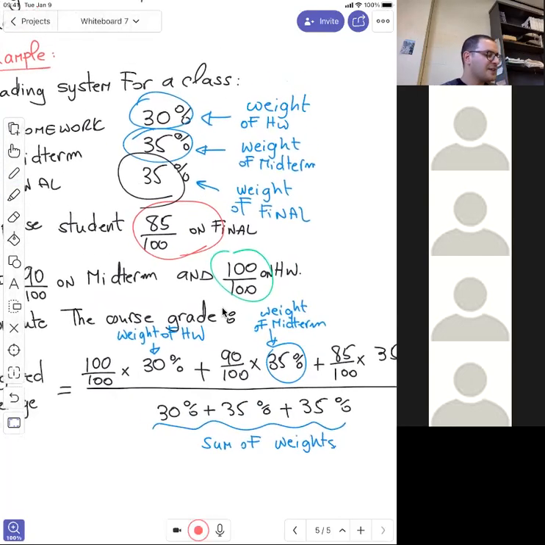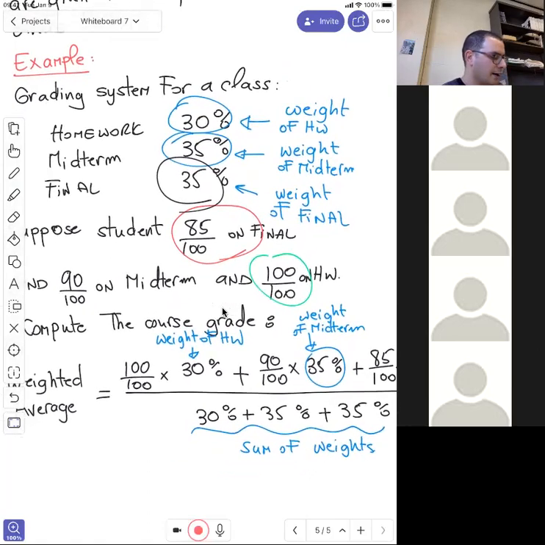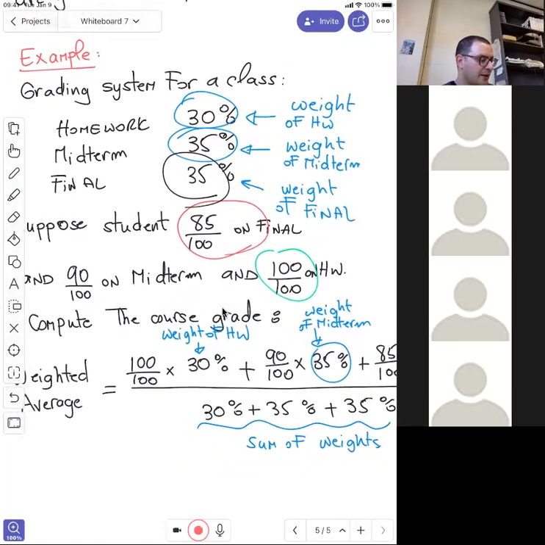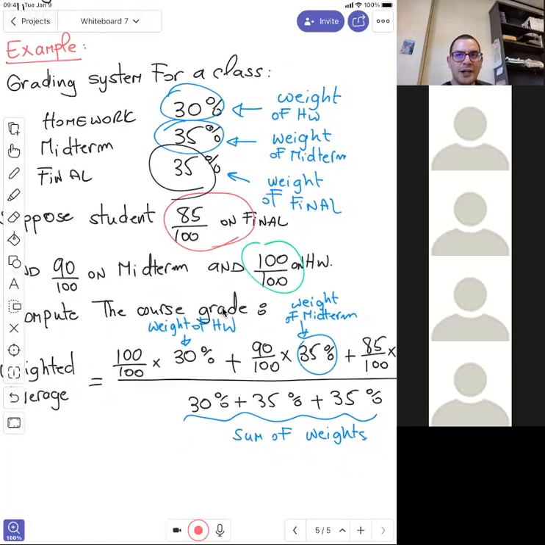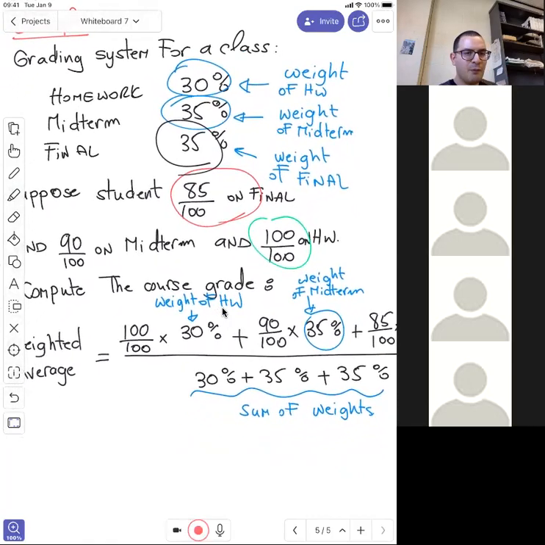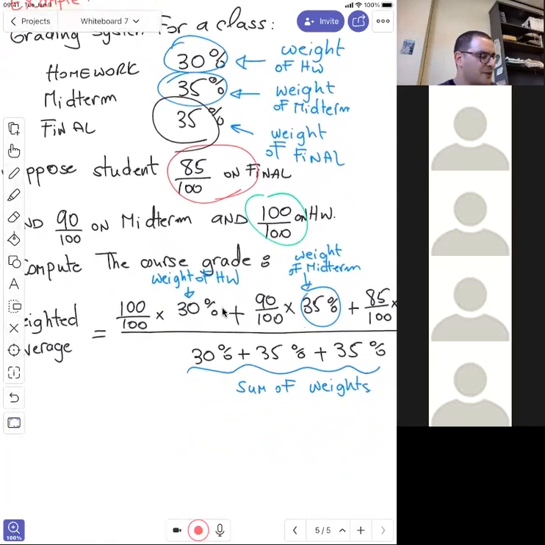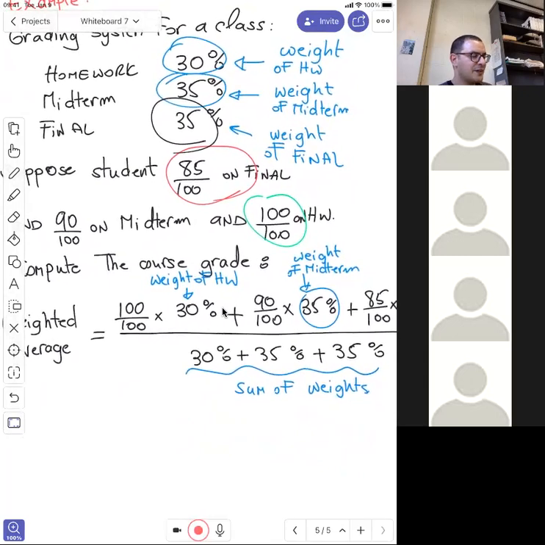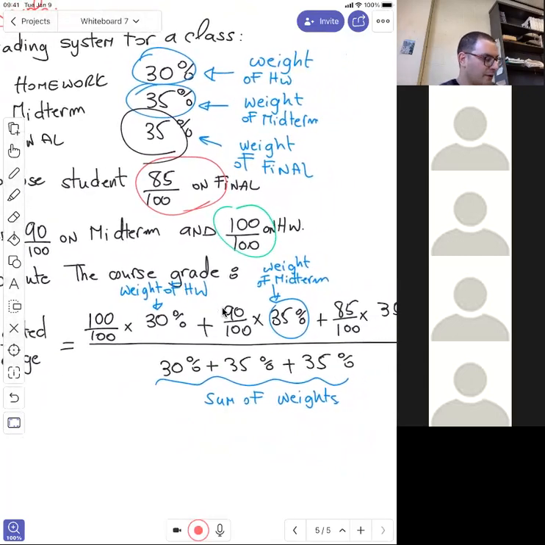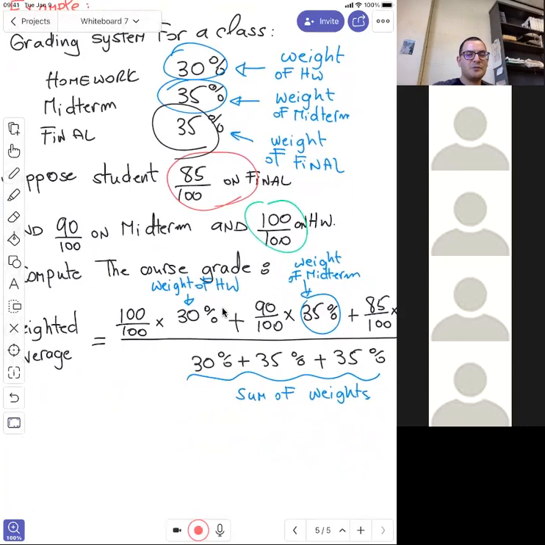Anyway, guys, this is how we compute the course grade. It's called the weighted average. Next time I will give you the formula for the weighted average. This is just an example, of course. Next time I'll give you the formula, and probably we'll do more examples.